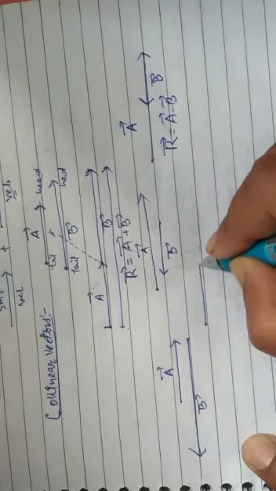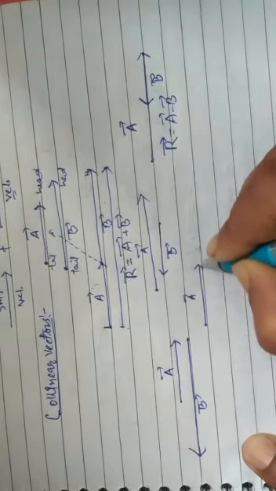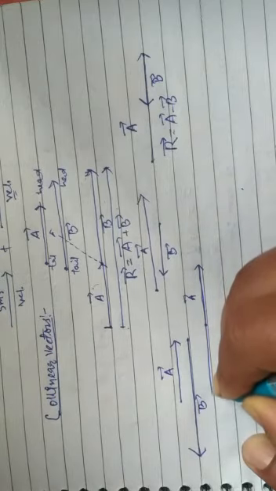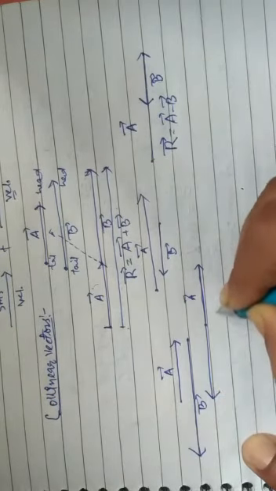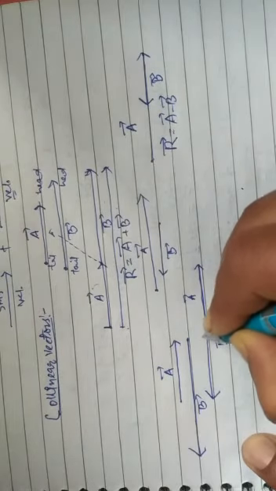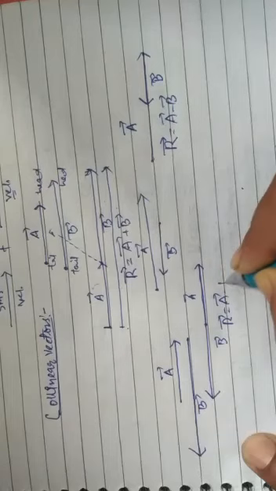First I wrote vector A, then I displaced vector B such that its tail coincides with the head of the first, like this. So this was B, and now from this to this it is R equals A minus B.